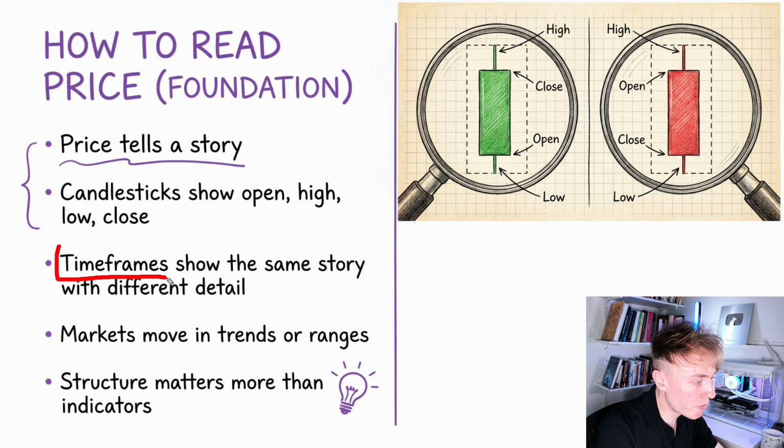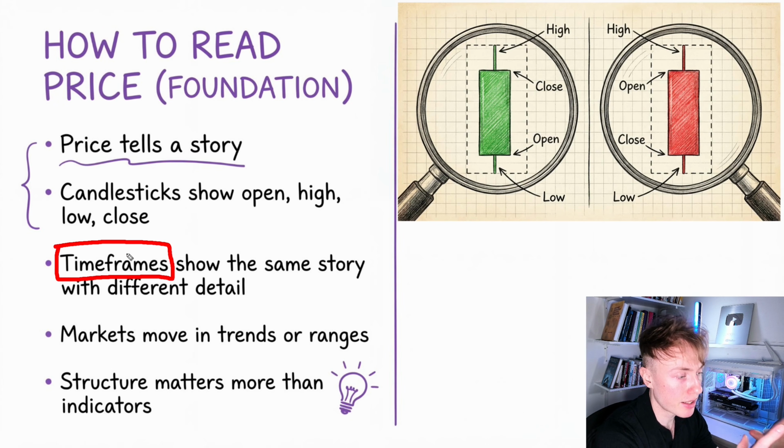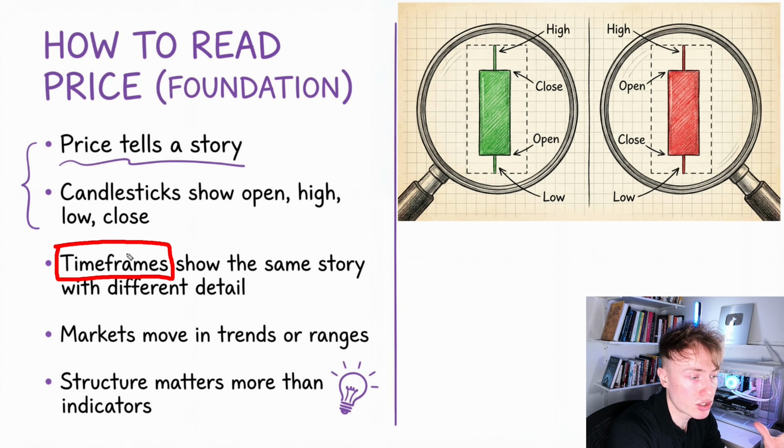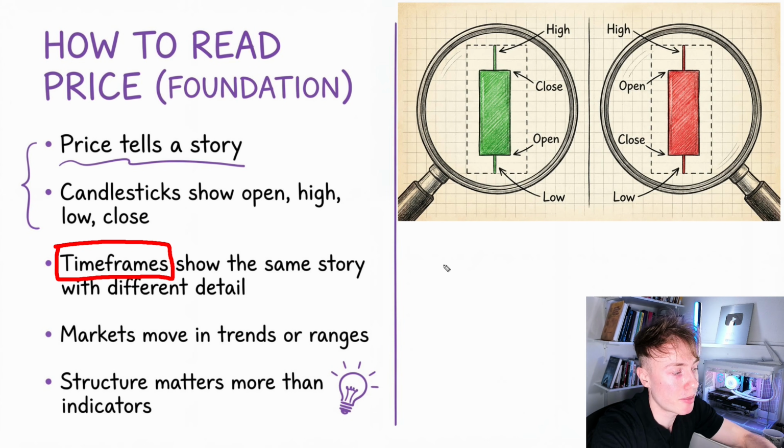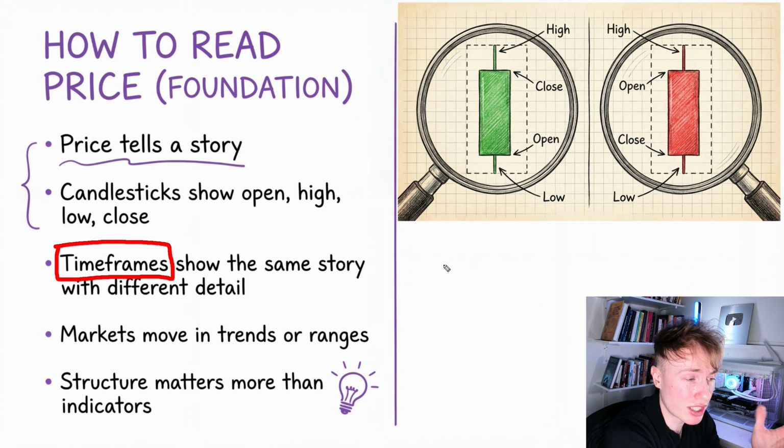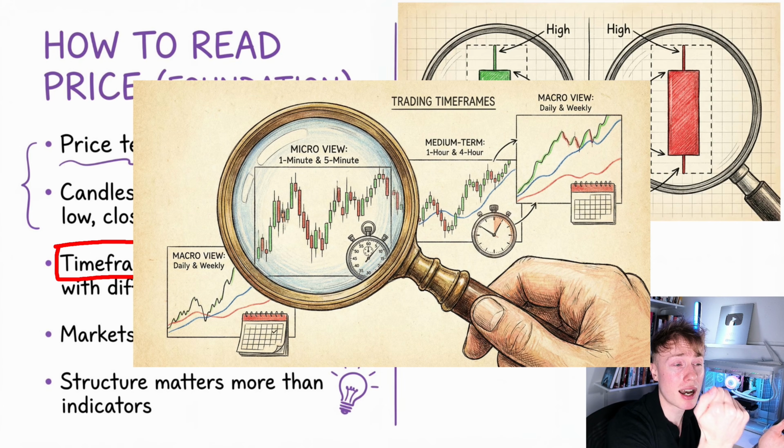So time frames show you basically the same story, but with different details. We can, for example, look at a daily time frame, but if we want more detailed information, we can zoom in to the 1 hour time frame. And if we want even more detailed information, we can zoom in even more to the 5-minute time frame to take a look at what is happening. So we can basically think about time frames as using a magnifying glass to investigate the price movements even further.